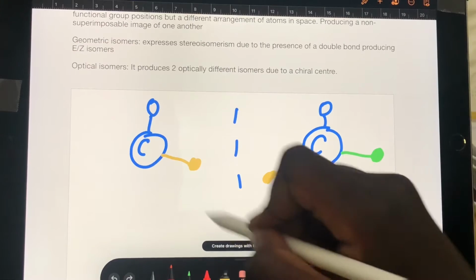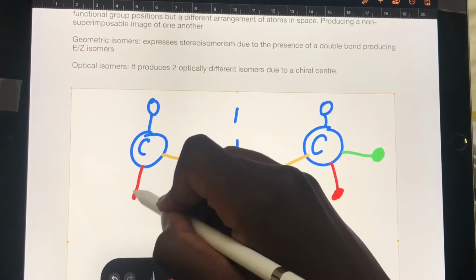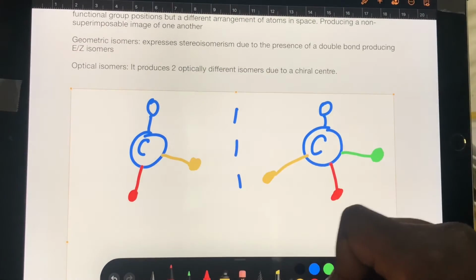Bit of a technical difficulty. Yep, red here. And then we're going to have green here.